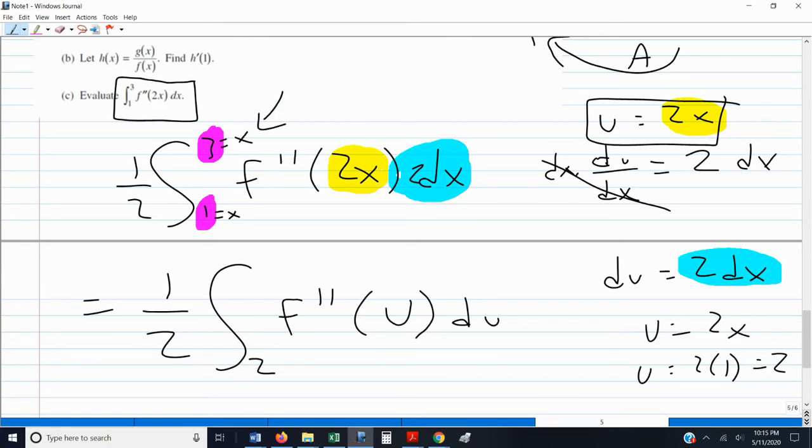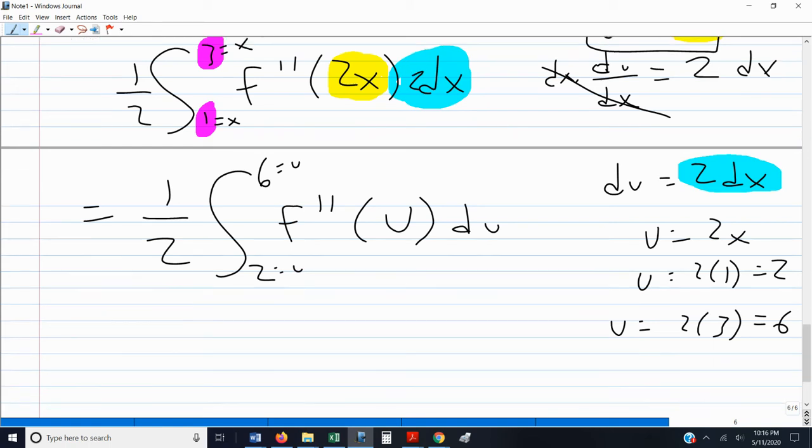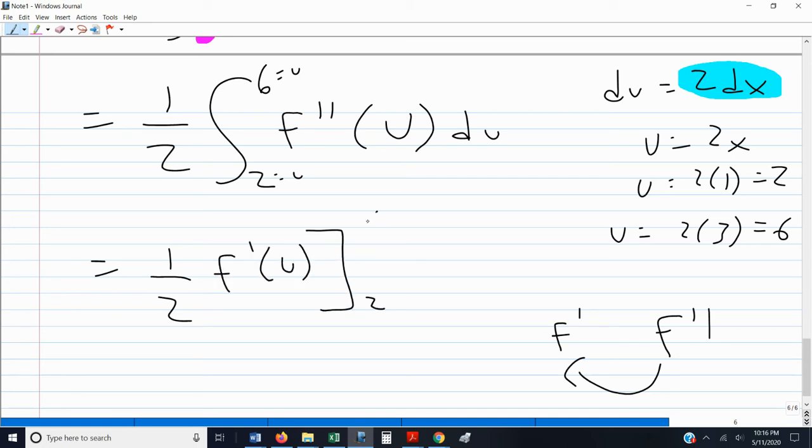You'll never see that written in. I'm just doing that as a guide. But when you plug in 3 as an x value, you get a u value of 6. And again, you'll never see the equals u written in. I'm just writing that so you know they've been converted to u values. The benefit of that is when you do the antiderivative now, the antiderivative of f double prime, again, is f prime. So it's f prime of u, bracket 2 to 6.